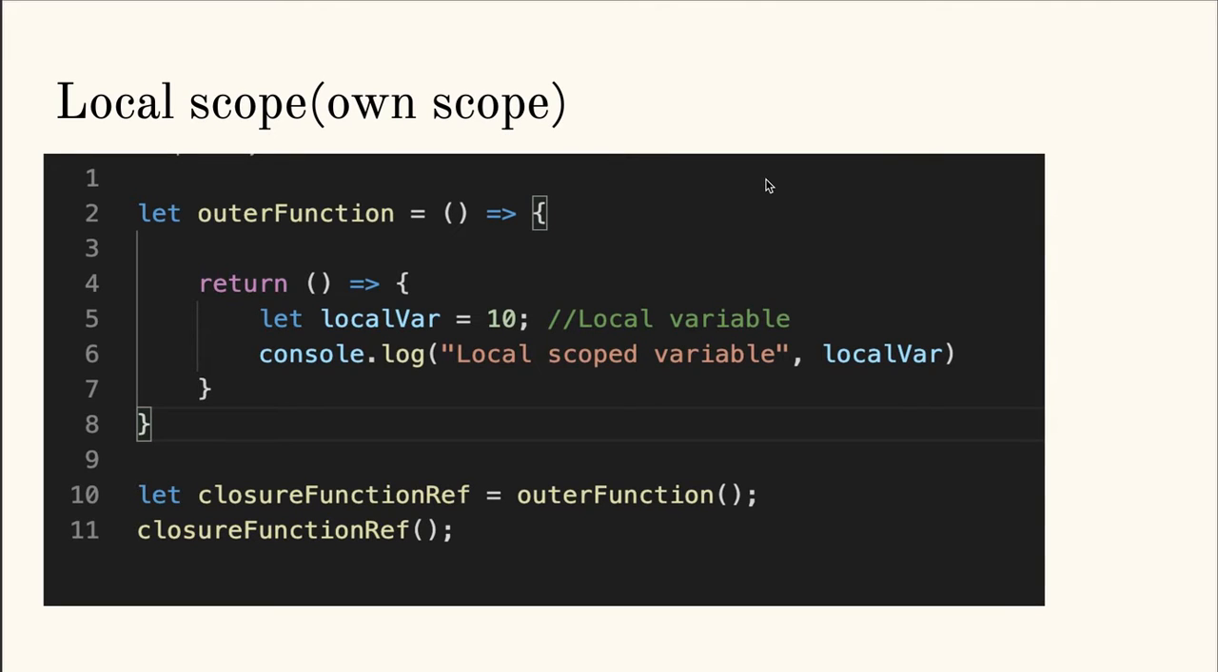This is a small example code snippet which depicts the local scope. Here, if you see the closure function, it has defined a variable local var equal to 10. So the scope of the local var is associated with the closure function. This is the local scope of the closure function, which is returned from the outer function.